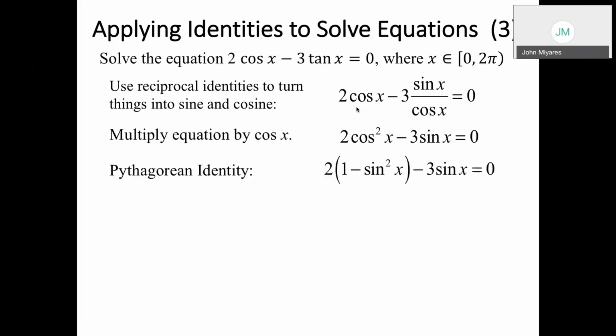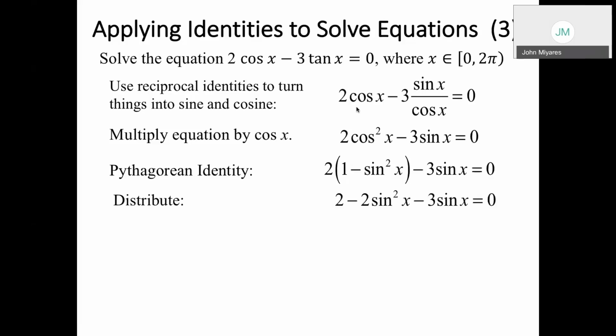Since sine squared plus cosine squared equals 1, I can rewrite the cosine squared x as 1 minus sine squared x and substitute that into the expression, which will leave us with 2 times 1 minus sine squared x minus 3 sine x equals 0. Now it looks like we might be getting somewhere. Let's distribute the 2, and that's going to give us the equation 2 minus 2 sine squared x minus 3 sine x equals 0.